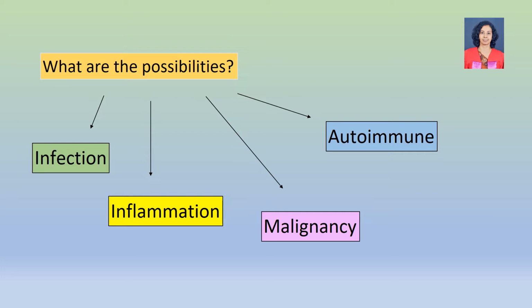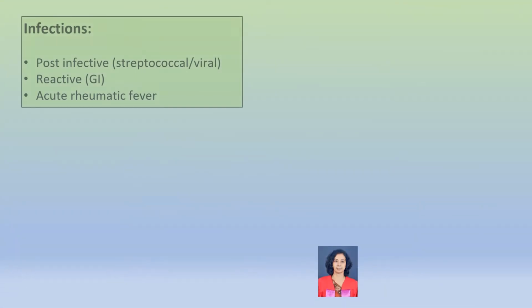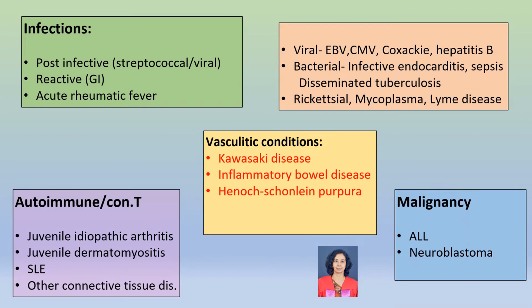Therefore, your history should encompass the features of all these conditions, and you will have to exclude them one by one clinically and then narrow down your clinical diagnosis so that you can go ahead with a basic evaluation to narrow down your differential diagnosis further. What are the infective conditions that you would consider in this patient? A child presenting with joint pains could be due to a post-infective phenomenon like streptococcal infections or viral infections.